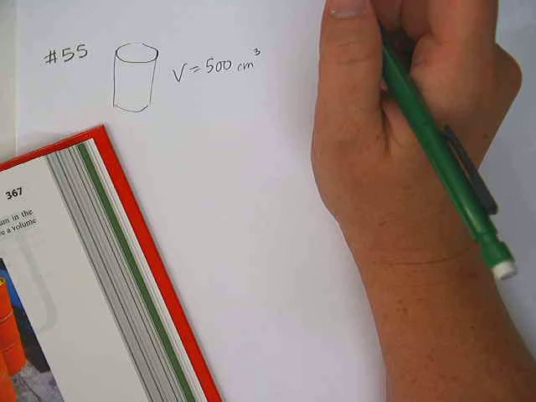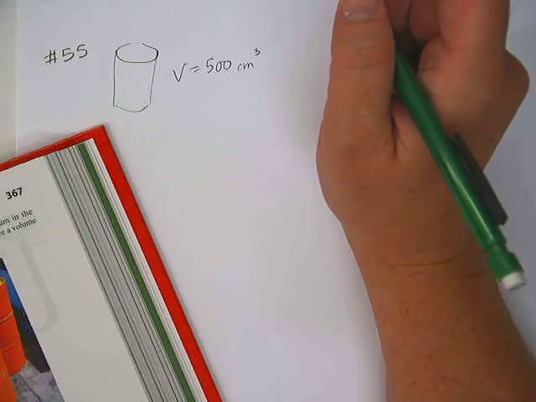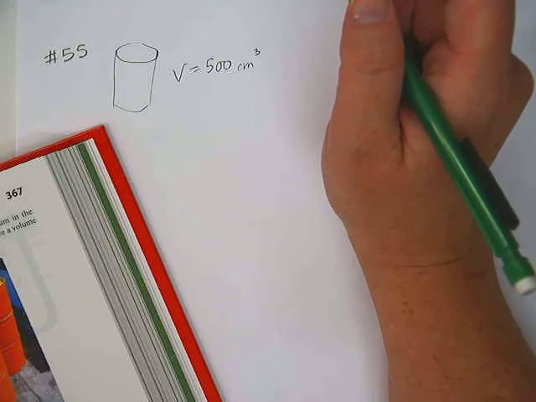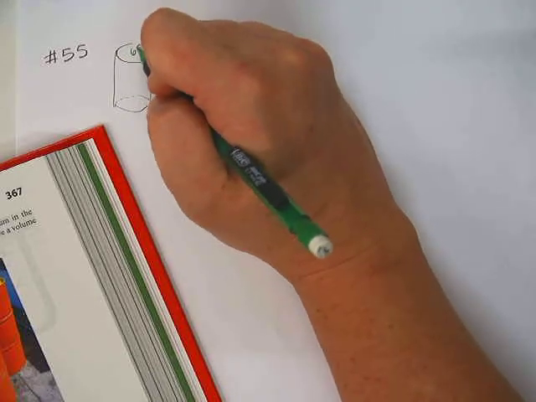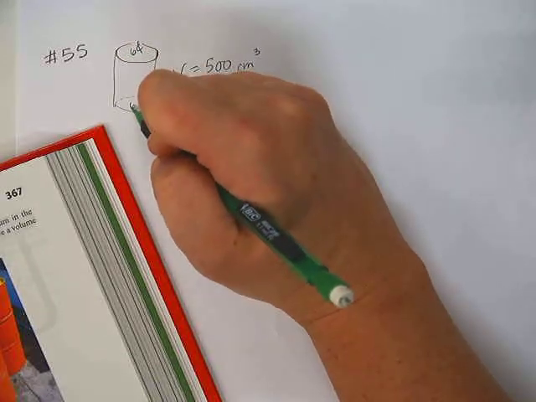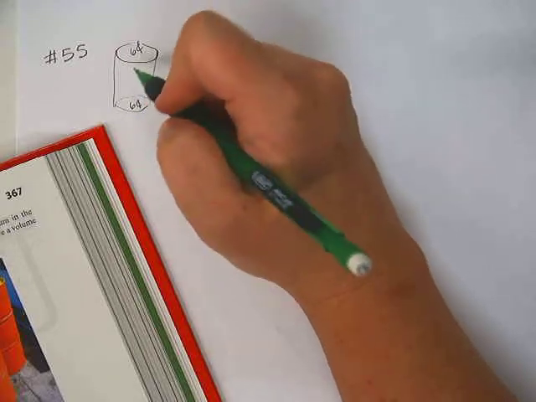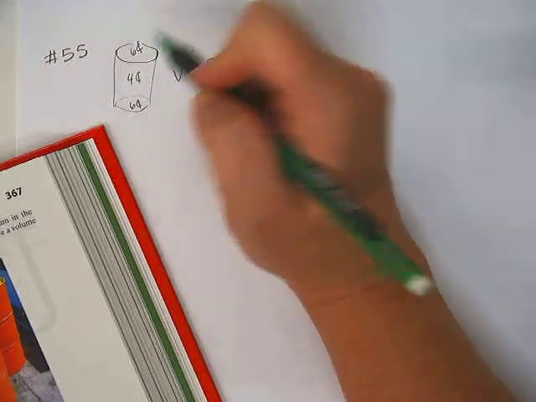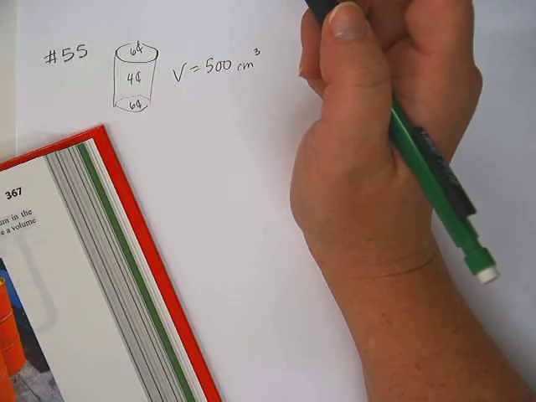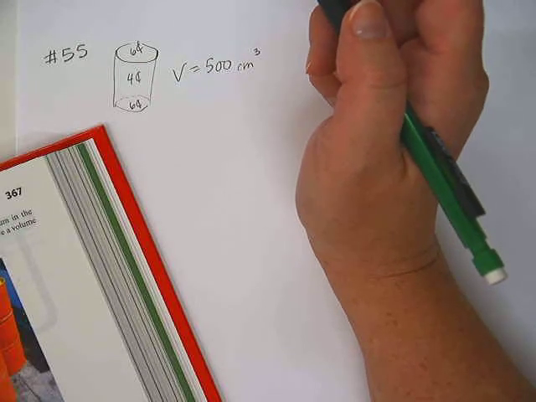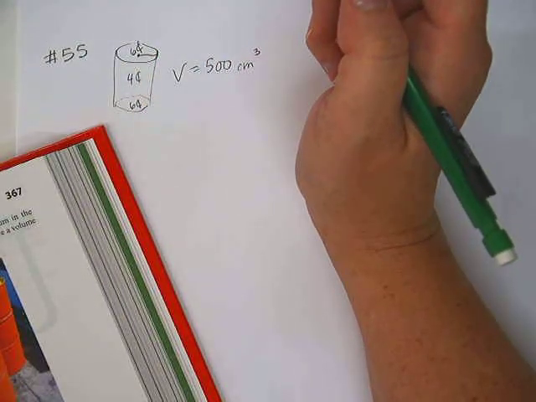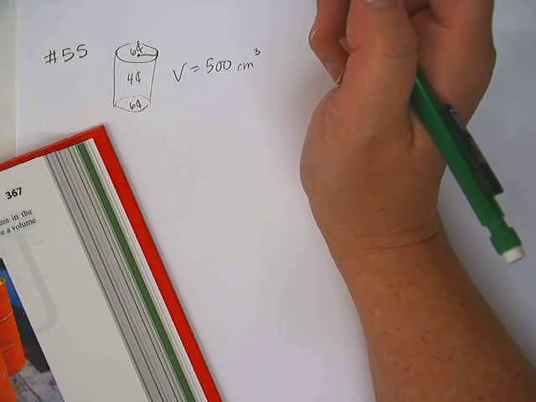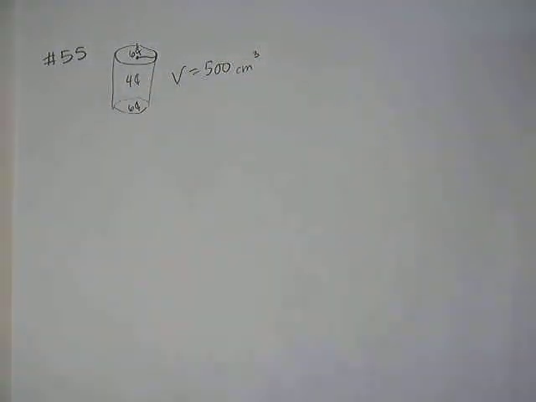The top and bottom are made of material that costs 6 cents per square centimeter, while the sides are made of material that costs 4 cents per square centimeter. So this one is 6 cents, this one is 6 cents, and this outside part is 4 cents. Express the total cost of the material as a function of the radius of the cylinder, and then graph, and that's it.